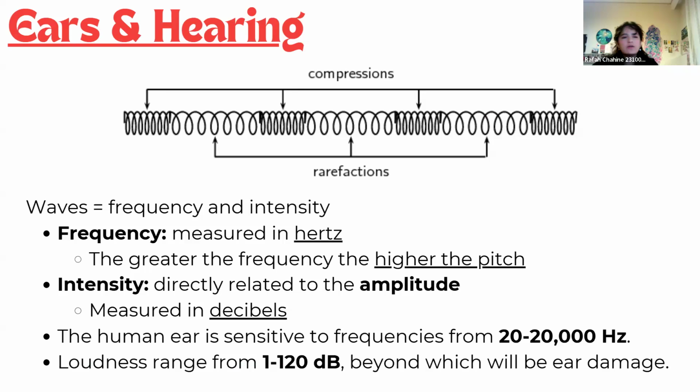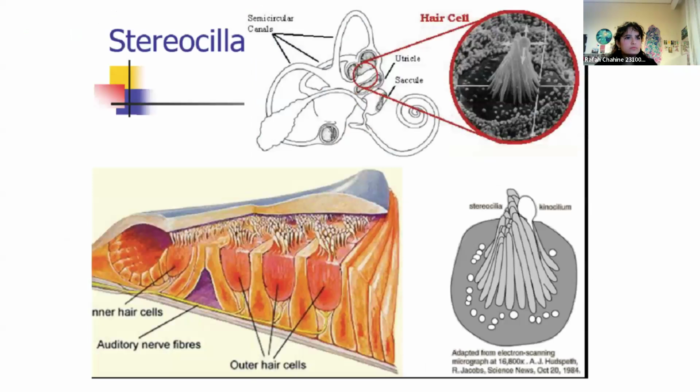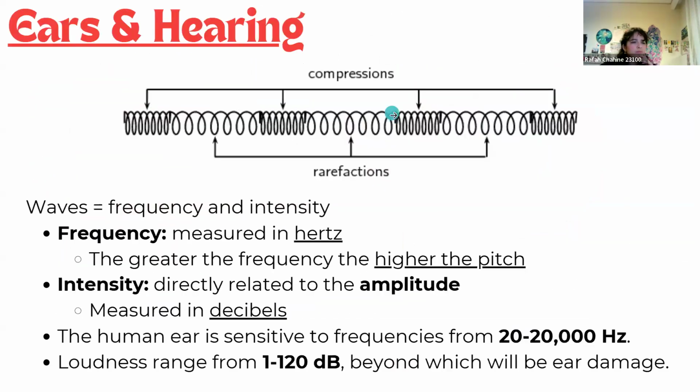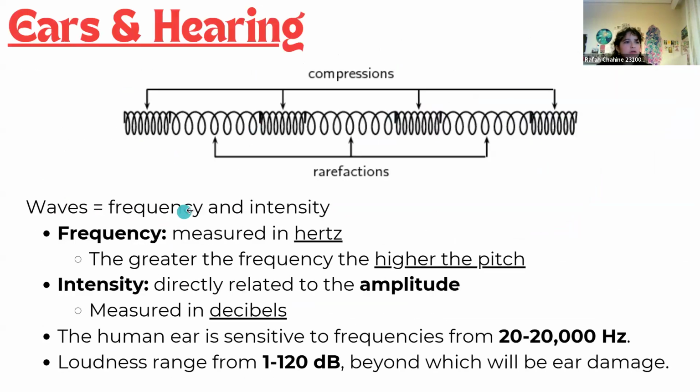And then the waves, they travel in all directions. Okay, so this is what the compressions and the rarefactions look like. So the compressions, again, together, rarefactions apart. Now, we mentioned something about pressure pulse and pressure waves. Pressure pulse is when we have these single short bursts of compressions, so pressure here. And pressure waves is when we have the rarefaction. So they're just constant waves going throughout.